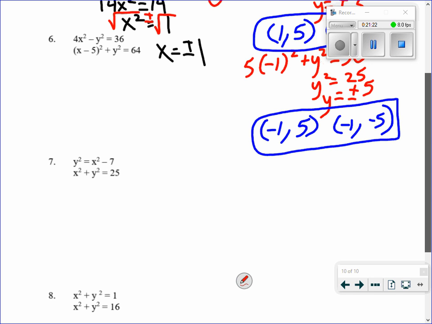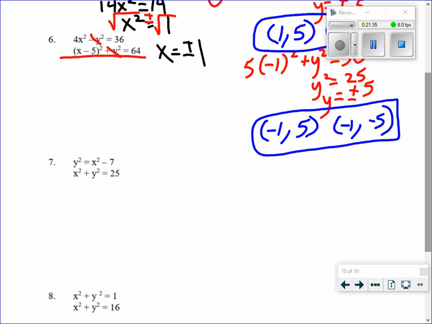All right, so let's check out number 6. So are we set up for elimination already? Yeah, what variable will eliminate? Y. I have a negative, positive y. So we would just have 4x squared plus x minus 5 squared equals 100. Here we go.